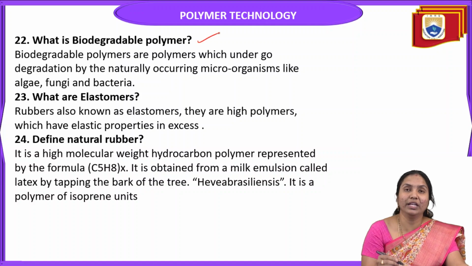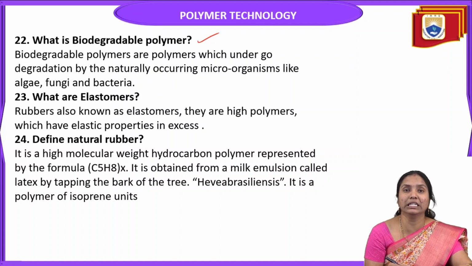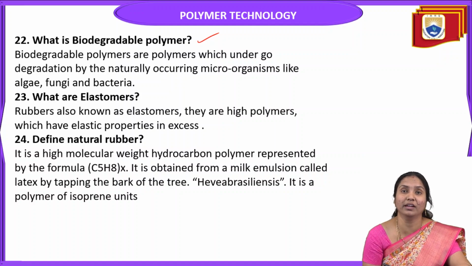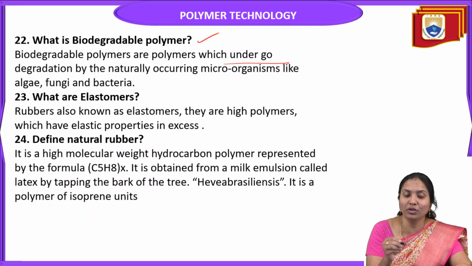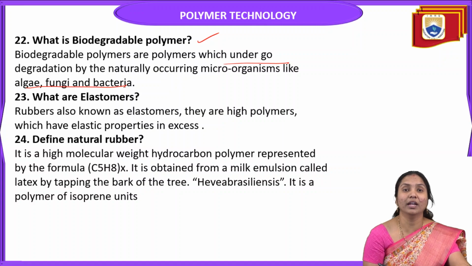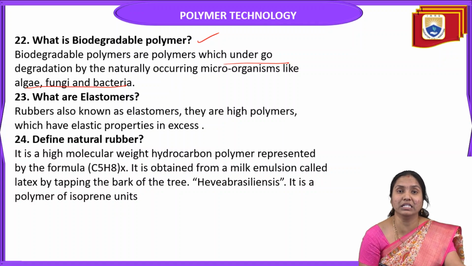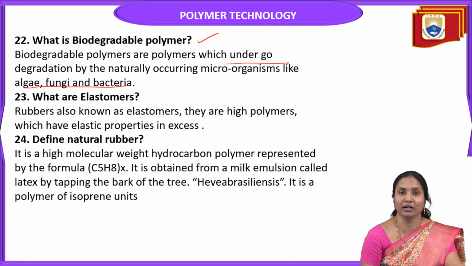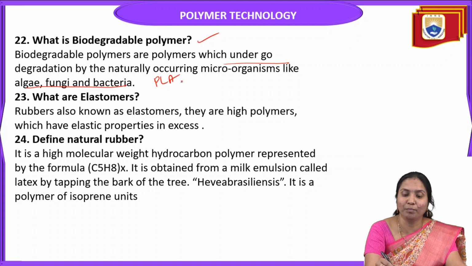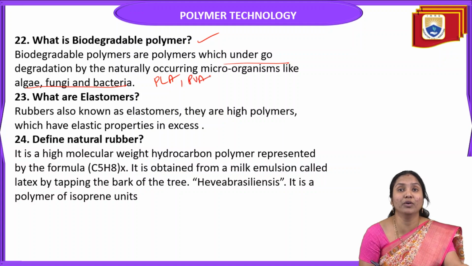And next question is, what are biodegradable polymers? Bio means they easily degrade by enzymatic reactions or by algae, fungi, etc. These polymers undergo degradation by naturally occurring microorganisms like algae, fungi and bacteria. This type of polymers are called biodegradable polymers, and the best examples are polylactic acid and polyvinyl alcohol.